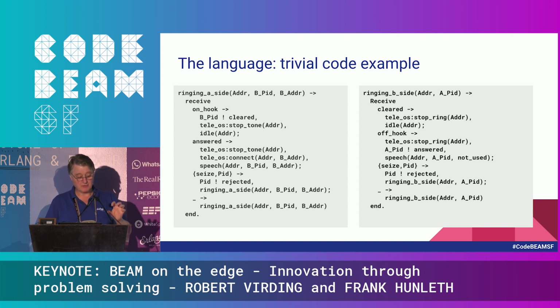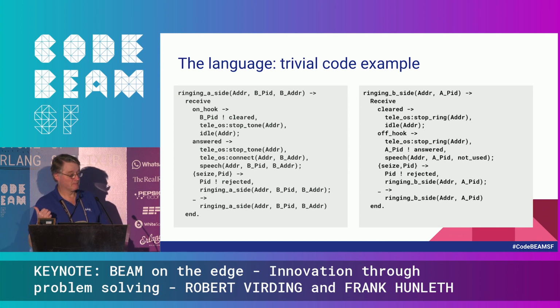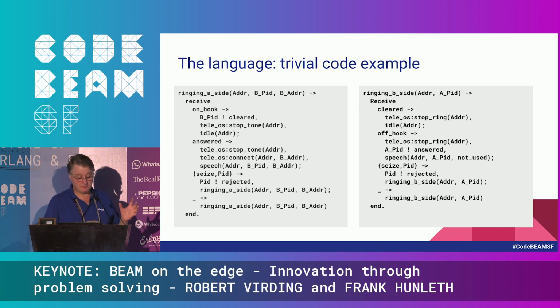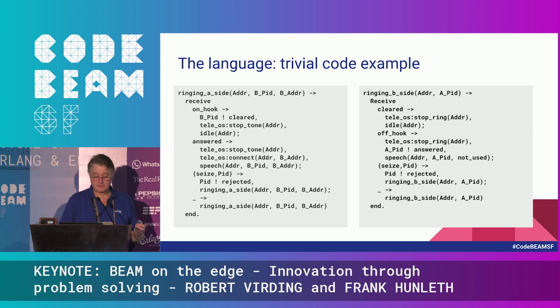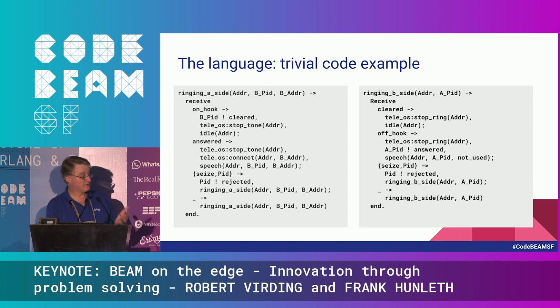this is the person making the call. So if we get an on hook, that means the person making the call has put down the receiver and not waited. So then we send a cleared message to the B side, saying now it's cleared. Then we stop the dial tone and we go back to the idle state by calling the idle state function. So on the B side, if we get cleared, that means that the A side's hung up. So now we stop the ringing and we go to idle state. However, if we get an off hook on the B side, that means the person's answered.